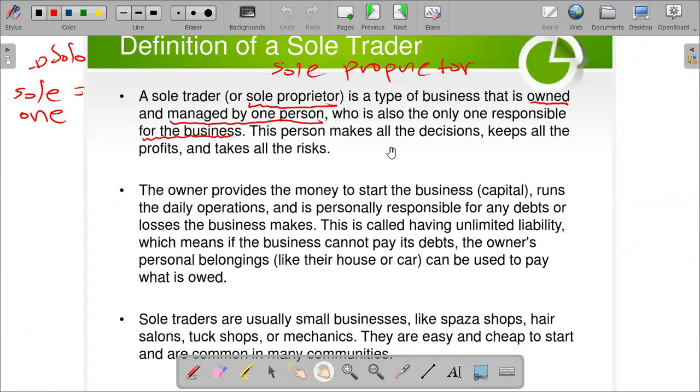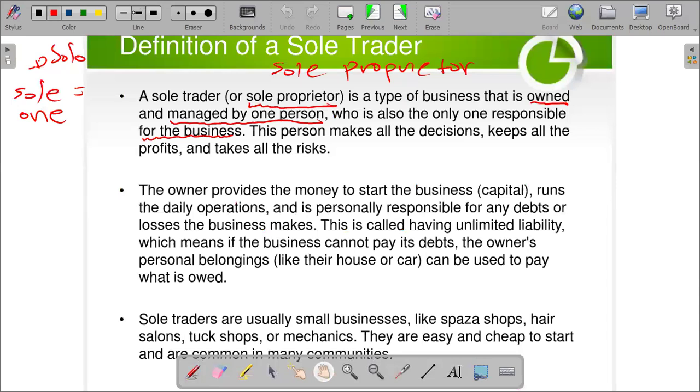So again, this person makes all the decisions and keeps all the profits and takes all the risks. Why? Because they are the only person in the business. All right. So that is a sole trader.